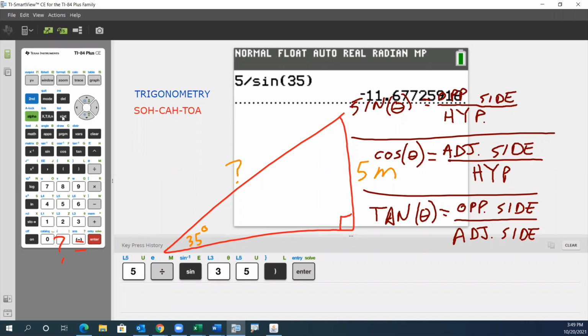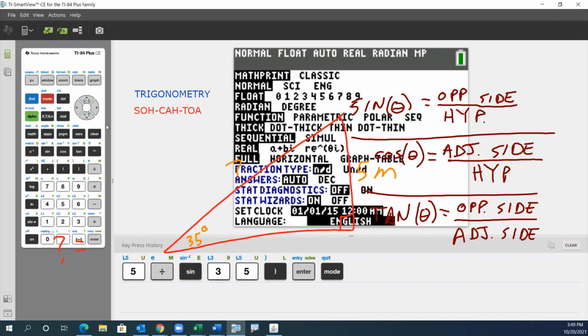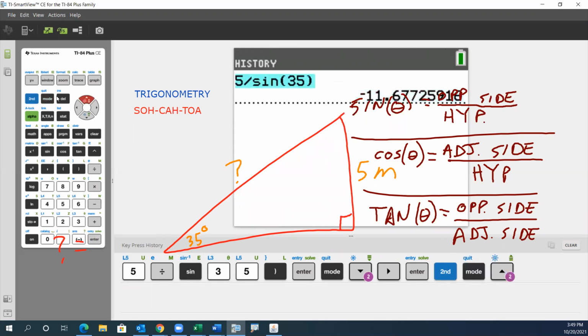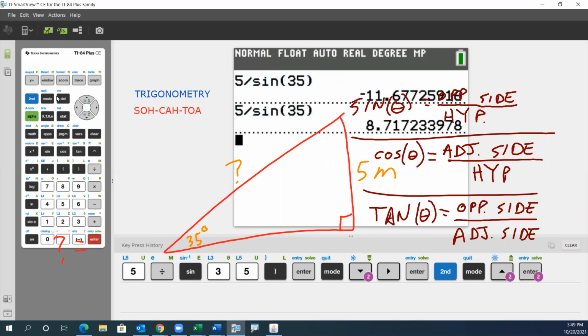Here's the problem. If I go to mode, I notice my calculator's measuring angles in radians, not degrees. We're never going to use radians in this class. So just go make sure it's in degrees and then just leave it there. Okay. So I'm going to go back up with the up arrow, enter key. And now that makes more sense. First of all, I got a positive answer. Secondly, I'm looking for the hypotenuse, so it should be bigger than the 5 meters, which it is. So we'll just say 8.7 meters. Now I shouldn't have to put it back in degree mode again. It should just stay there. So that's a wonderful thing.